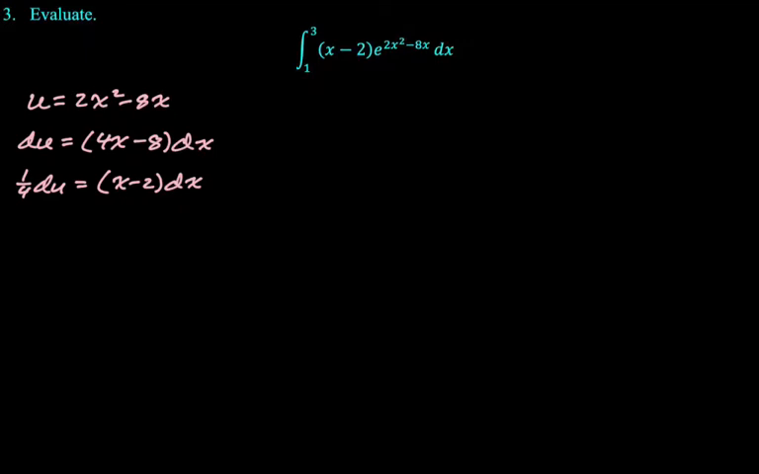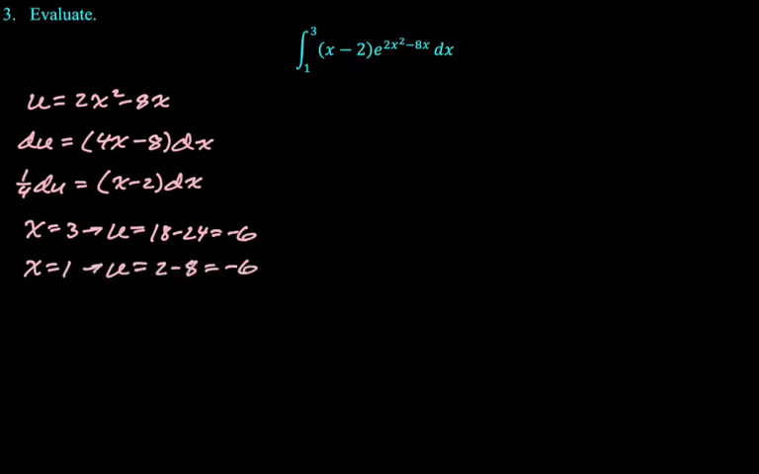I'm going to change the bounds. So if x is equal to 3, u is going to be 2 times 3 squared is 18, minus 3 times 8 is 24, so negative 6. If x is equal to 1, we just get 2 minus 8, which is negative 6. Now this is super interesting because the bounds are the same.